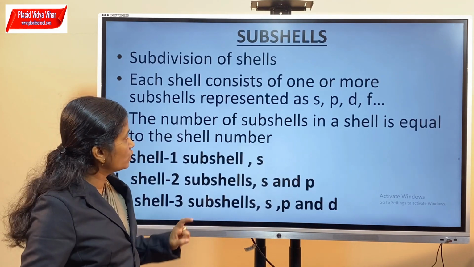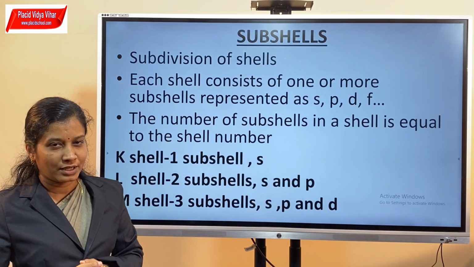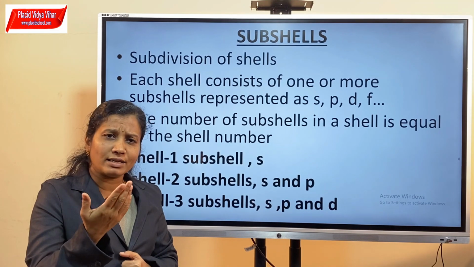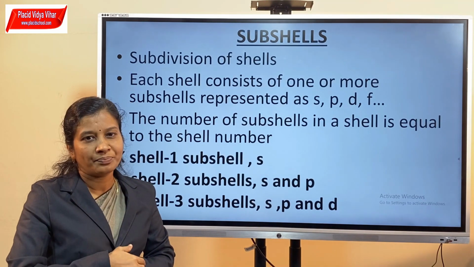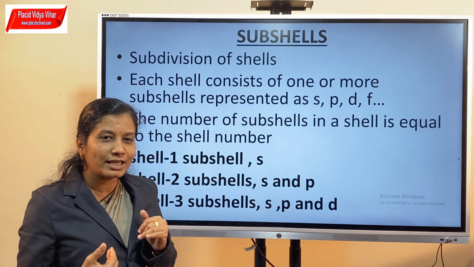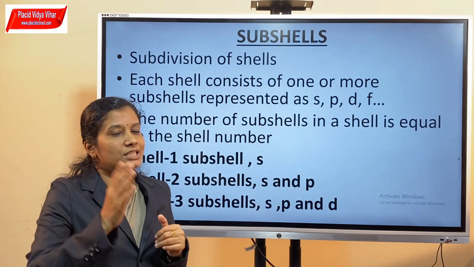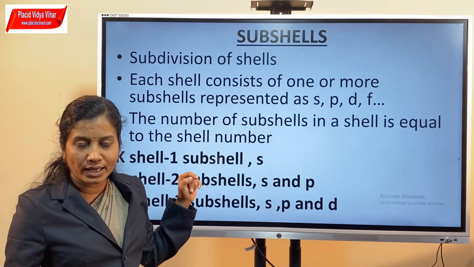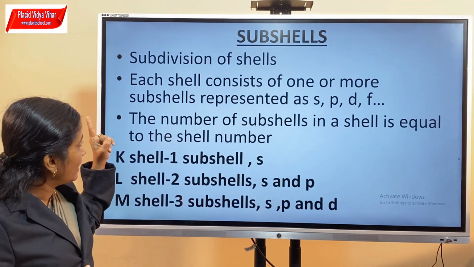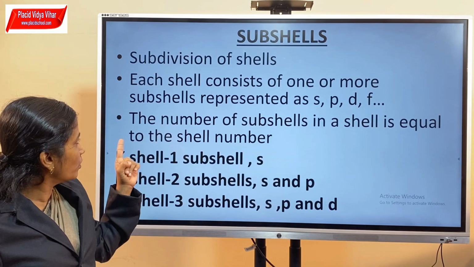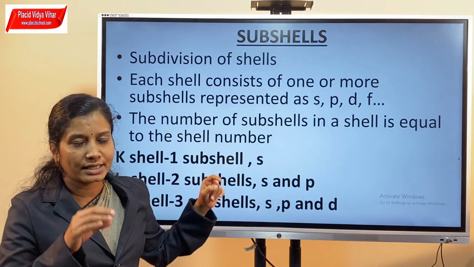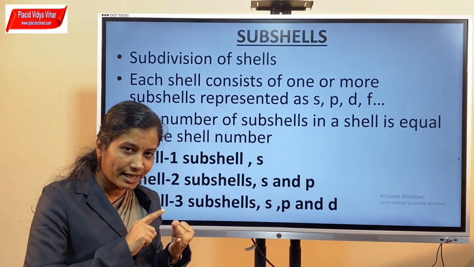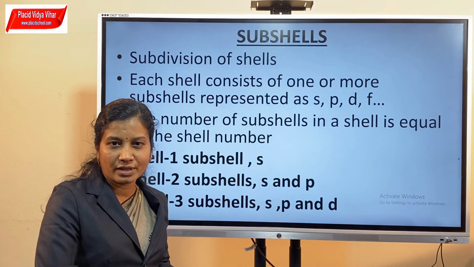Okay, then we come to subshells. So shells are circular paths; subshells, from the name itself, you can say are subdivisions of shells. Each shell is divided into a number of subshells, and that subdivision of shells is known as subshells. Each shell consists of one or more subshells represented as S, P, D, F. Shells we represent as K, L, M, N.